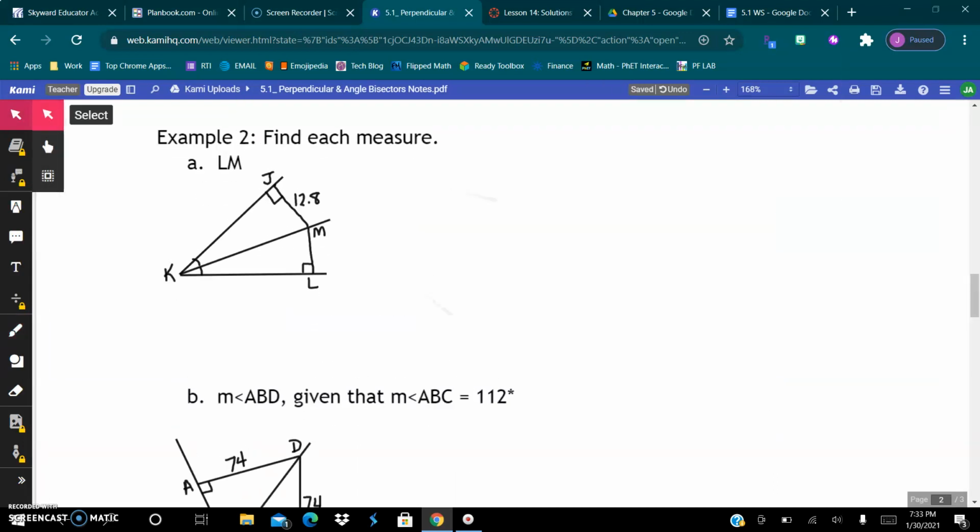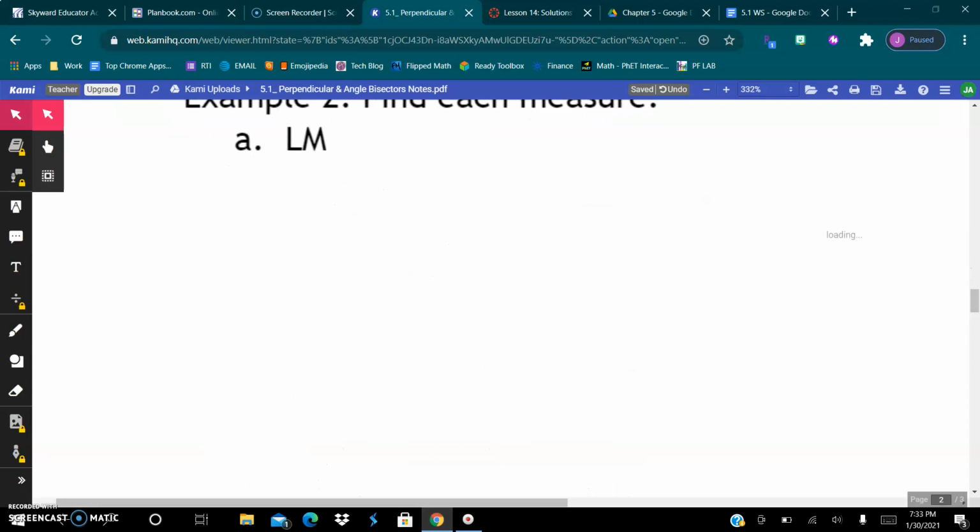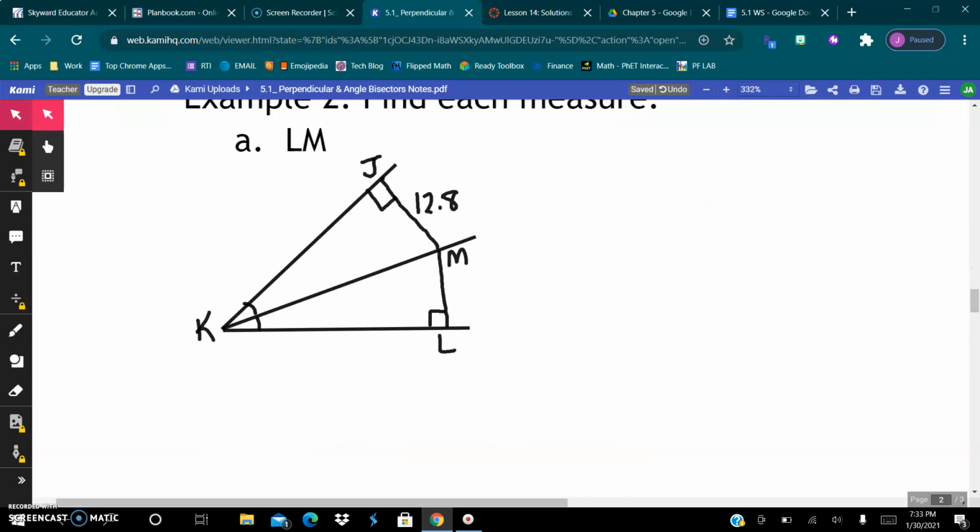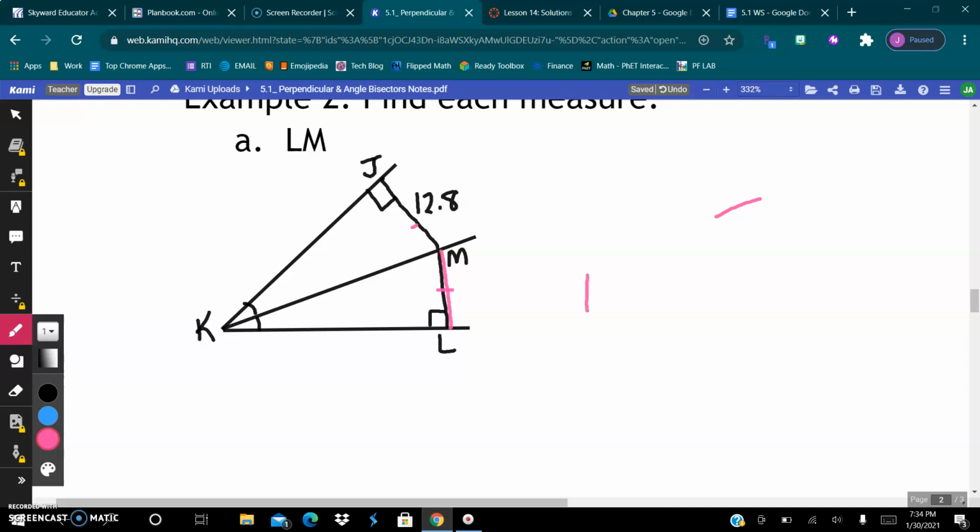So we need to find the measure of LM here in this picture. So LM is right here, and we were just told that these two sides would be the same because of the angle bisector theorem. So if that top JM is 12.8, then ML or LM is 12.8 as well.